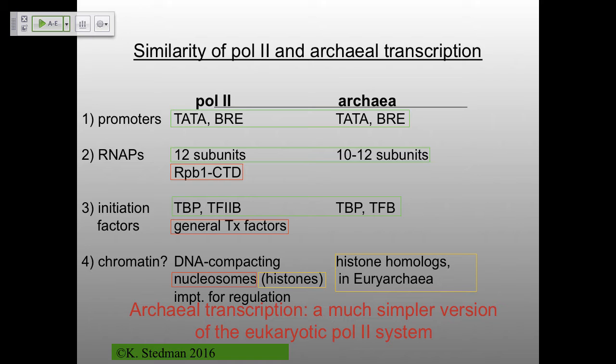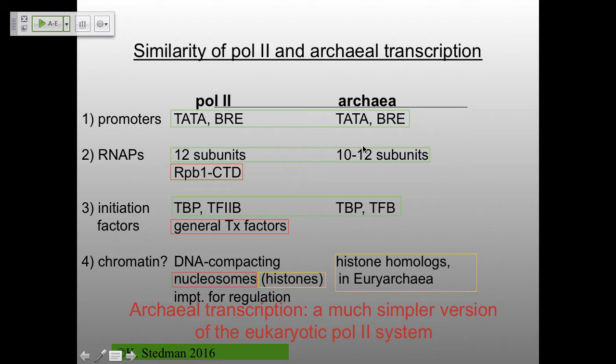So promoters for RNA polymerase II, you've got the sequences. Now this is DNA: TATA, and the TFIIB recognition element. In Archaea, you have a TATA box and a TFB recognition element. So extremely similar in terms of promoter sequences. The RNA polymerases are very similar to each other. RNA polymerase II in eukaryotes has 12 subunits. Archaea have between 10 and 12, and those structures are extremely similar to each other.